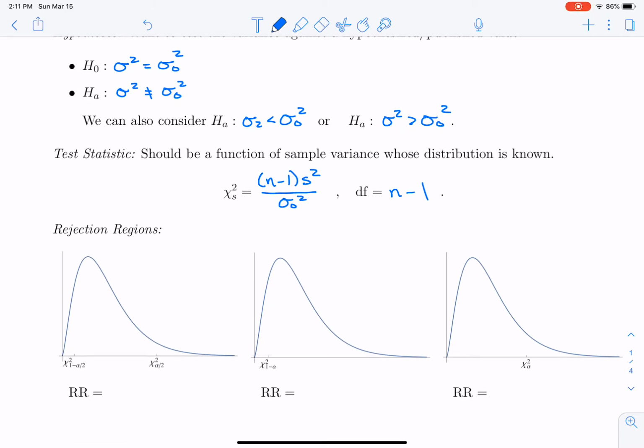For the two-sided alternative, we can consider a rejection region where our chi-squared statistic is either greater than chi squared alpha over 2. So our test statistic could fall in this region, which has area or probability alpha over 2, or our test statistic could be less than chi squared 1 minus alpha over 2. So it could fall into this region, which has an area or probability alpha over 2.